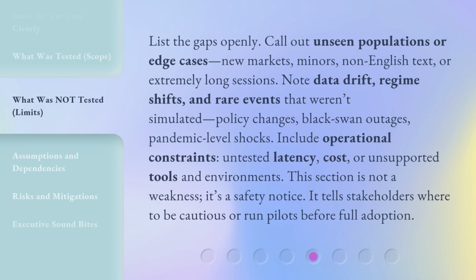List the gaps openly. Call out unseen populations or edge cases: new markets, minors, non-English text, or extremely long sessions. Note data drift, regime shifts, and rare events that weren't simulated: policy changes, black swan outages, pandemic-level shocks. Include operational constraints: untested latency, cost, or unsupported tools and environments. This section is not a weakness, it's a safety notice. It tells stakeholders where to be cautious or run pilots before full adoption.